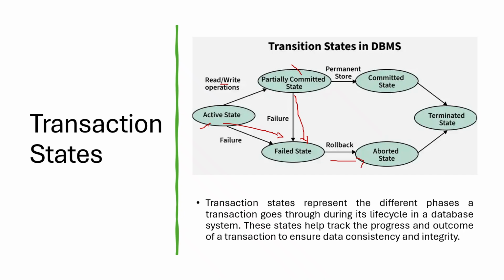undone. So that is your aborted state. After the transaction is rolled back, the database changes must be undone, or it must be restored to its prior state. So that is the aborted state. In this aborted state, we can have two options: after abortion, we can either restart the transaction or kill the transaction. So this is possible.